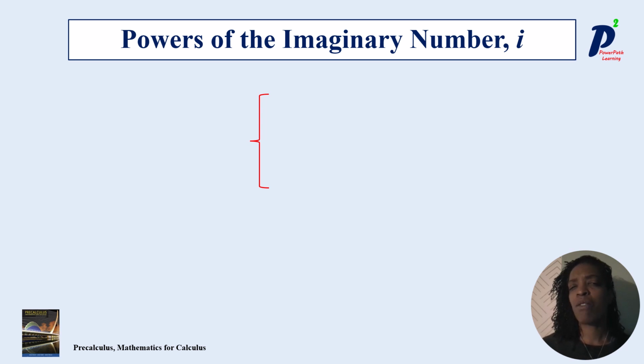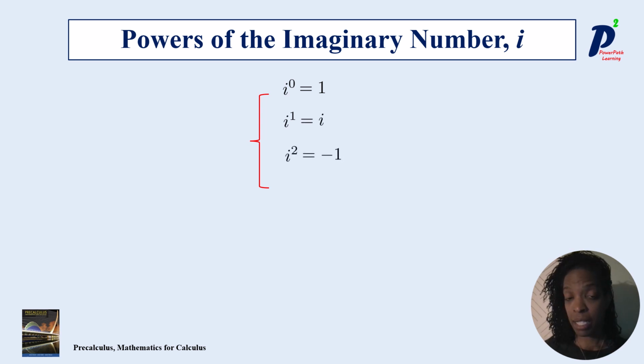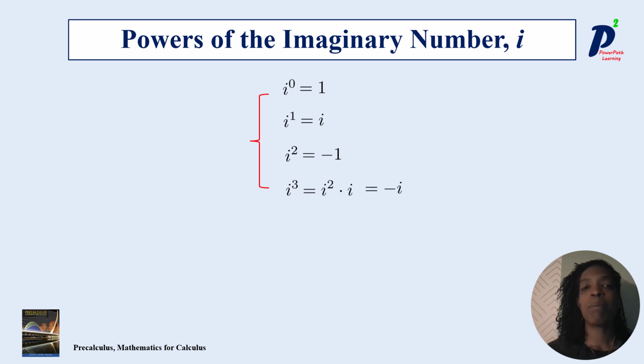Powers of imaginary numbers have a really interesting cycle that makes the calculation with them kind of cool. Let's look at the first few powers of i. Like all numbers, i to the 0th power equals 1. i to the 1st power equals i. i squared is negative 1 as defined. i to the 3rd is going to be i squared times i, which is negative 1 times i, which gives us negative i.